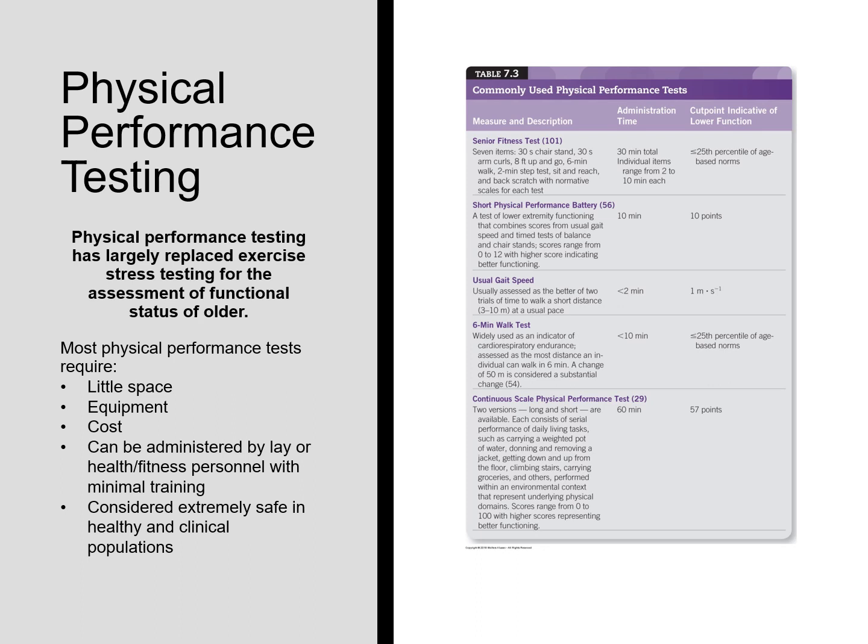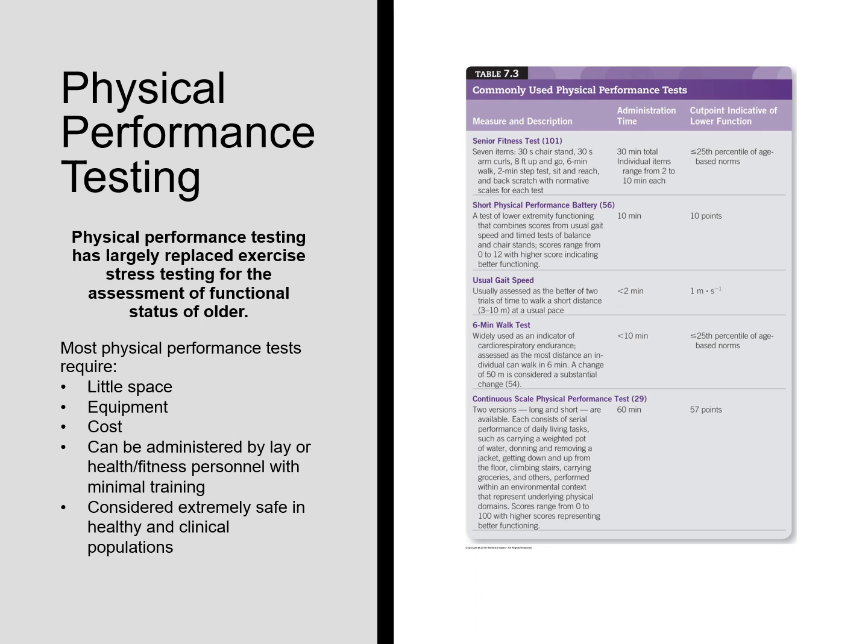Here you can see the ACSM recommends a few. There's a senior fitness test, short physical performance battery, a usual gait speed, 6-minute walk test, and then a continuous scale physical performance test. The one we're going to look at today and really through this week of the lab is the senior fitness test. Some of you guys might have done this in lifespan and motor development with Dr.